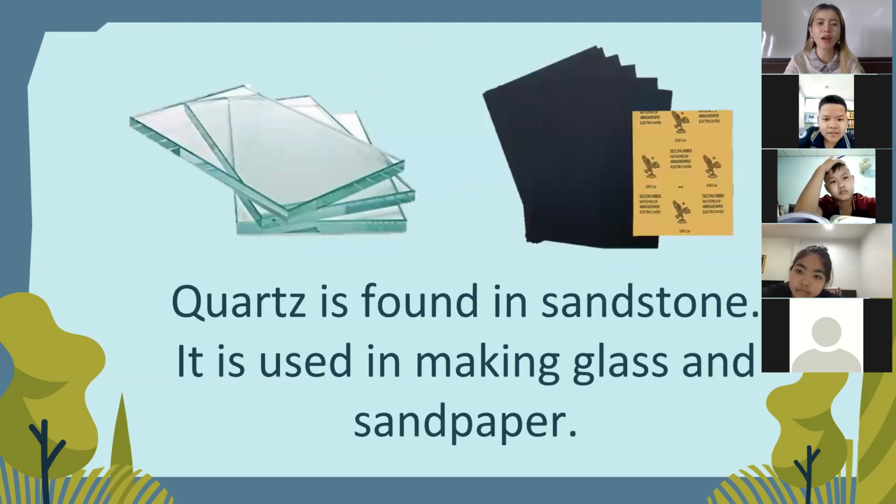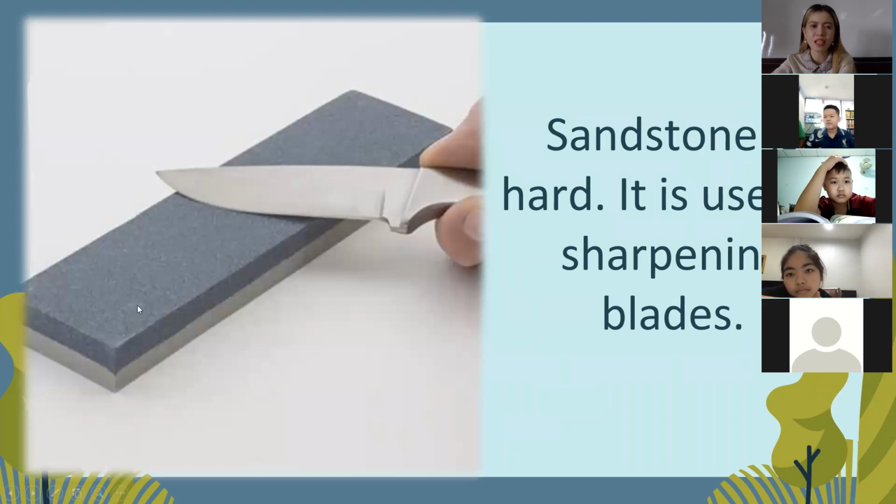Next, we have quartz, which is found in sandstone, and it is used in making glass and sandpaper. This is glass and this is sandpaper. They are made from quartz, and quartz is a type of rock. Next, have you seen this before? Yes, even I also use this one. This is made up of sandstone and it is used in sharpening blades, especially knives, right?